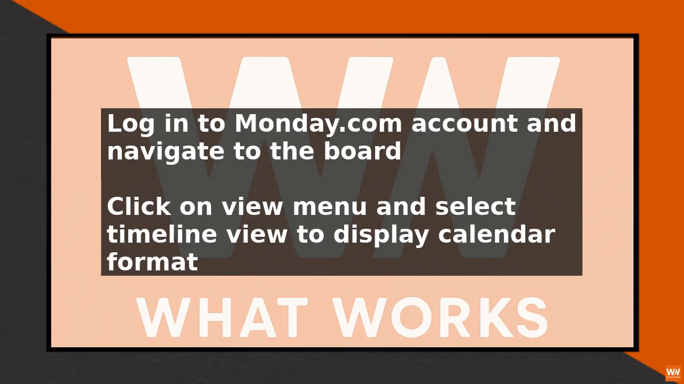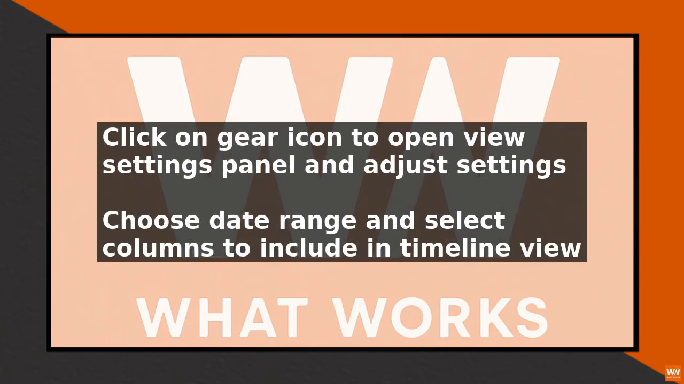This will display your board in a calendar-based format, with each item represented as a bar on the timeline. To customize the timeline view, click on the gear icon at the top right corner of the screen. This will open the View Settings panel, where you can adjust various settings to suit your needs. For example, you can choose the date range to display, select which columns to include, and decide whether to show dependencies between items.